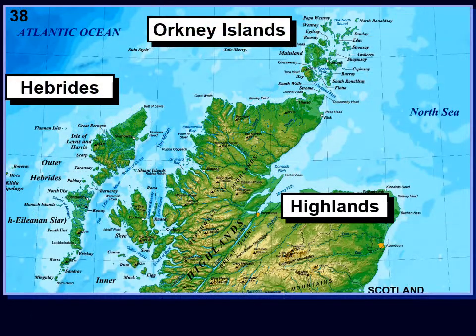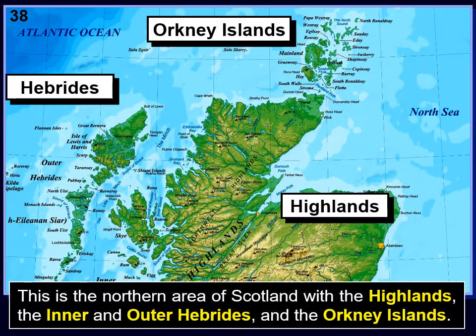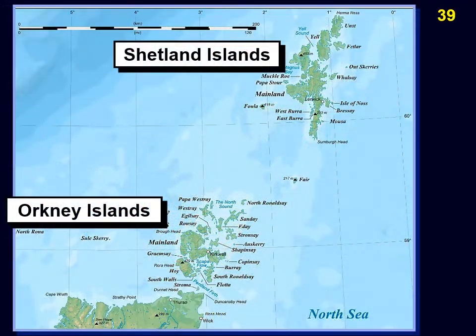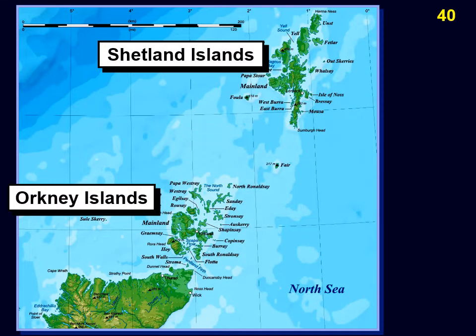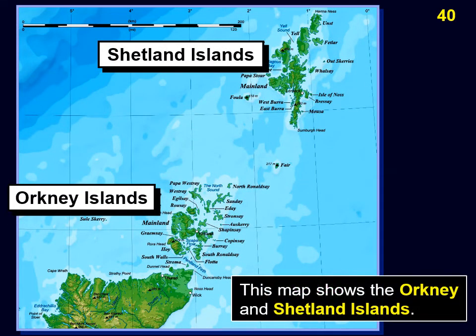This is the northern area of Scotland with the Highlands, the Inner and Outer Hebrides, and the Orkney Islands. This map shows the Orkney and Shetland Islands.